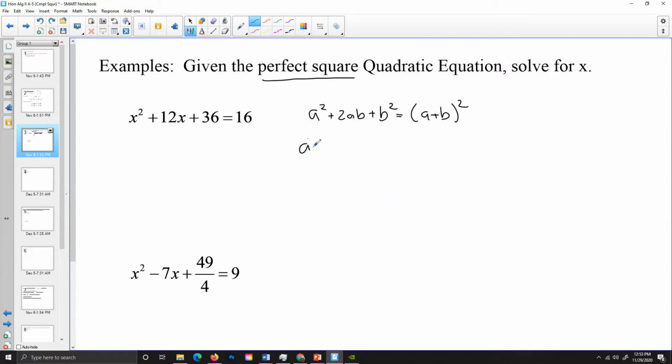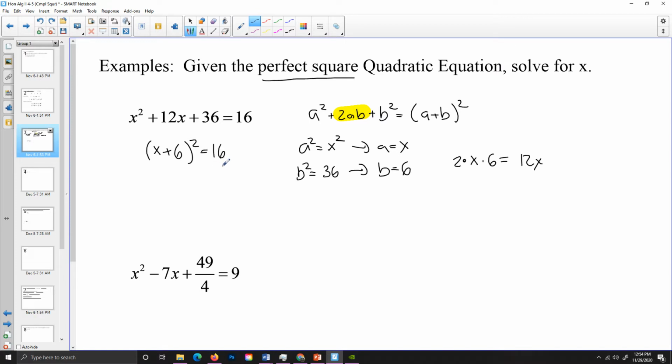If a squared is equal to x squared, then a is just going to be x. If b squared is equal to 36, then b will equal 6. And we feel good about that because here in the middle, this 2ab, if I go 2 times x times 6 and reorder that, I'll get 12x. So now I can rewrite this expression as x plus 6, quantity squared, equaling 16.